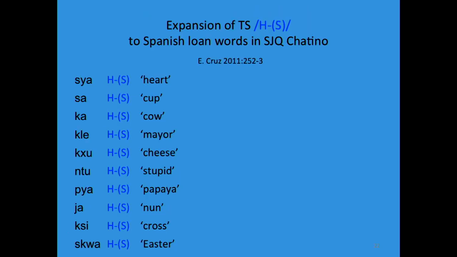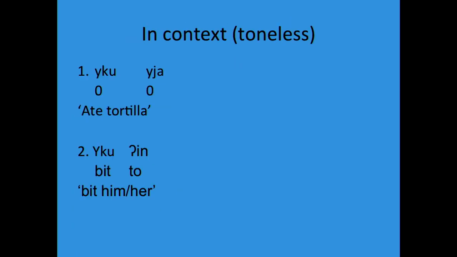Also, we find the TC2 going to borrowed words. These words either come from Spanish or from Nahuatl. And there are a few. So when you have this tone, that means these words are not native to this language. So in context, how does it work?